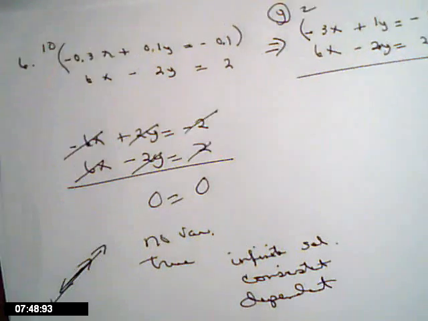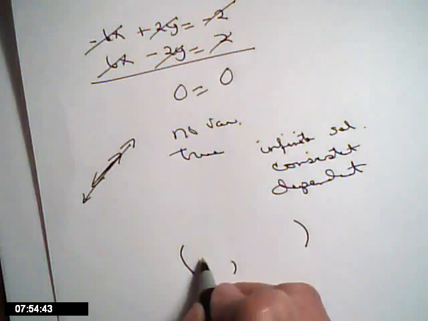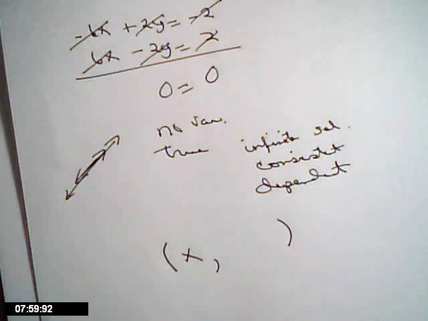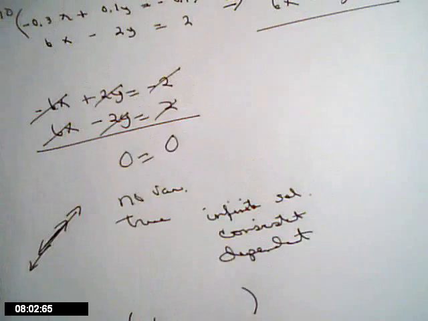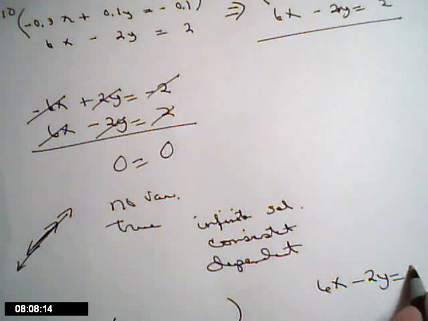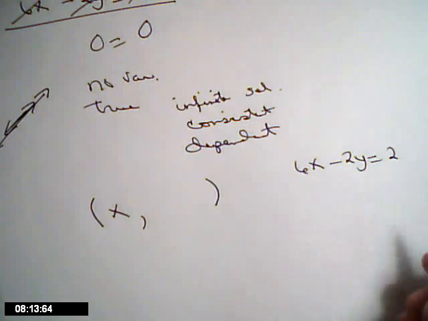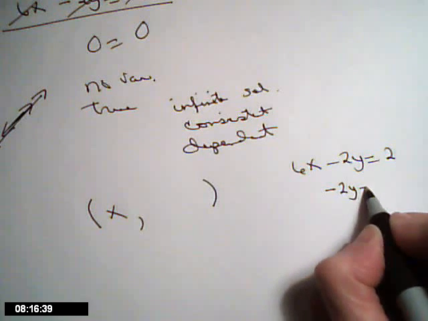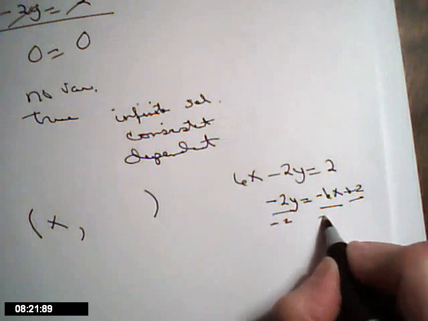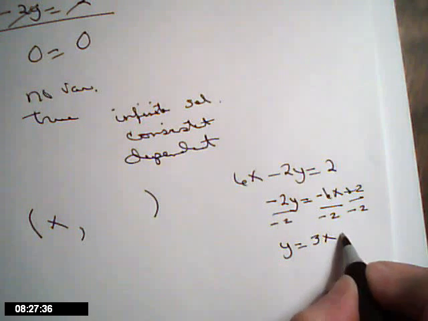Now, again, they want me to write this as an ordered pair. So I'm going to say, well, I'll let the first value be x, and then I need to solve for y. So you need to take one of your equations. I'm going to take this much easier equation, 6x minus 2y equals 2. I'm trying to solve for y, so I'm going to solve this for y. Let's move the 6x over, and then let's divide everything by negative 2. That'll be y equals 3x minus 1.